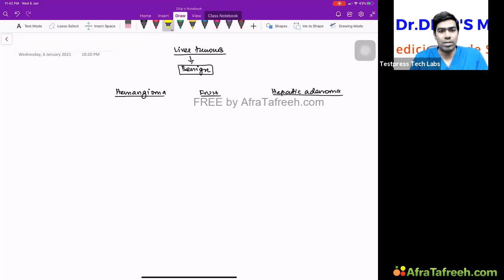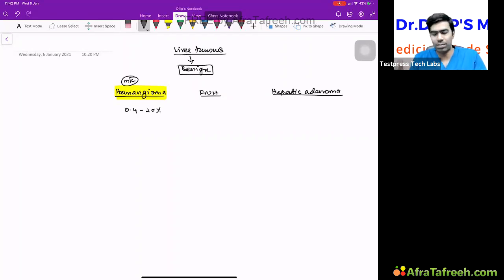But if you ask the most common tumor of the liver, it's always going to be the hemangioma. Hemangioma is going to be the most common benign tumor of the liver. At the same time, it is the most common tumor of the liver also. The overall incidence of hemangioma is approximately around 0.4 to 20%, depending on the population which you are studying. In Indians, you have an incidence of approximately 3 to 7%. That's the incidence in Indians. But worldwide, depending on the geographical situation, the incidence might be highly variable.